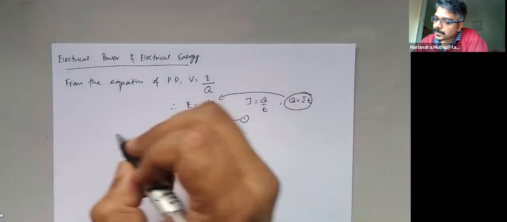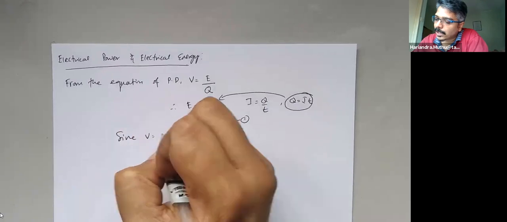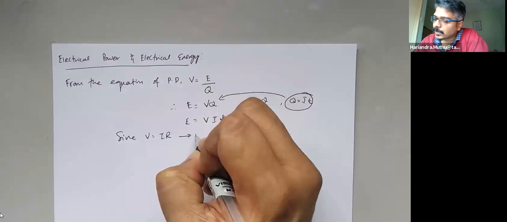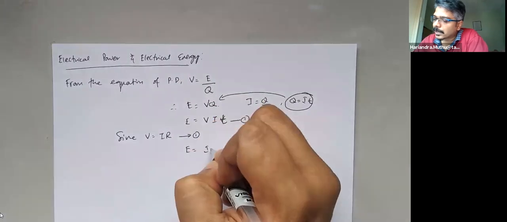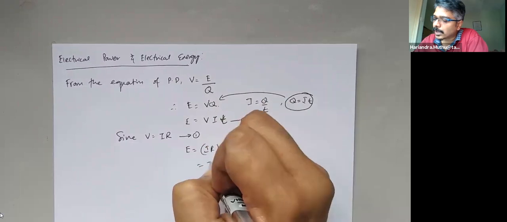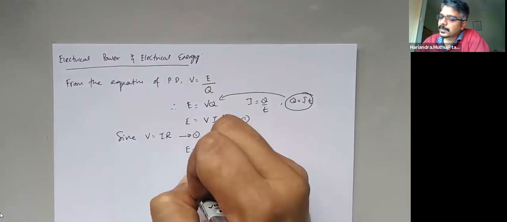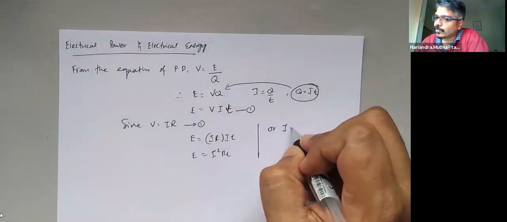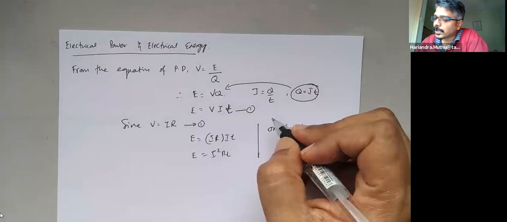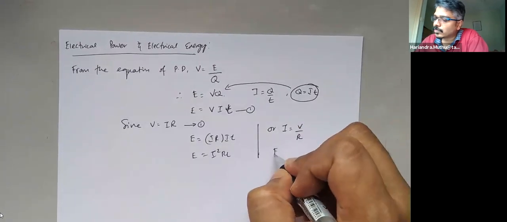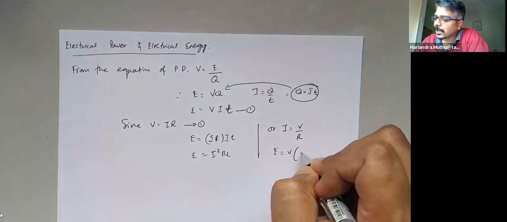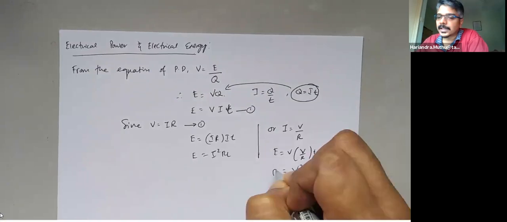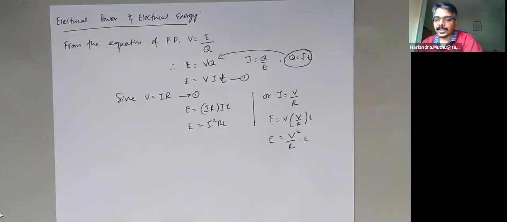And since V equals IR, we substitute into the first equation. So E equals I R I T, so it's I squared RT, right? Or I equals V over R, we substitute into the first equation, E equals V over R times V T, so we have V squared over R times T. So these are the different equations for electrical energy.